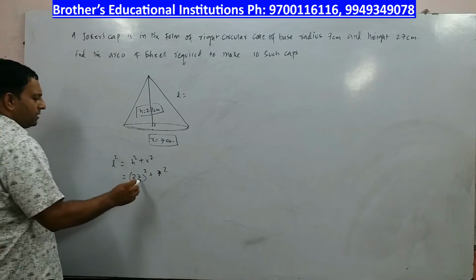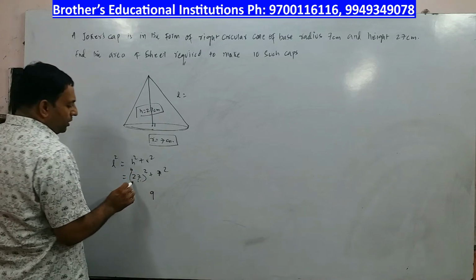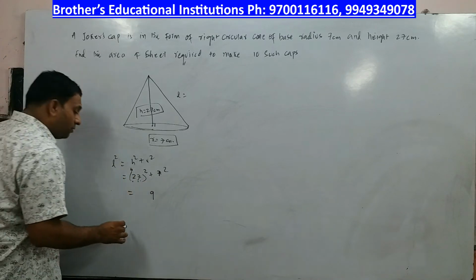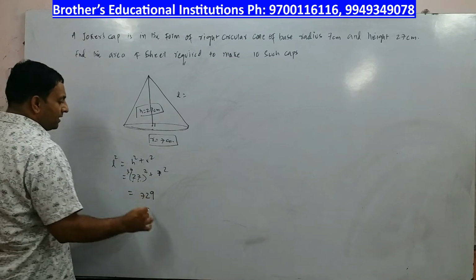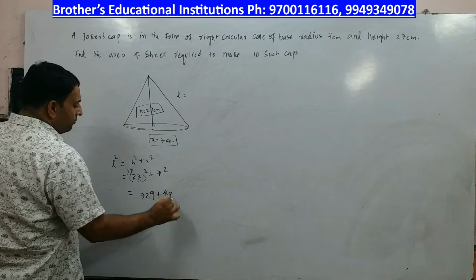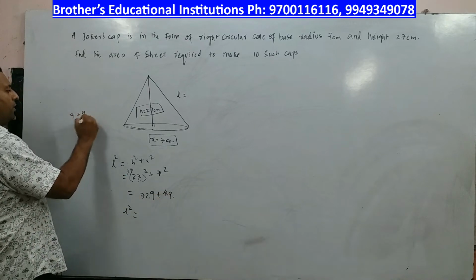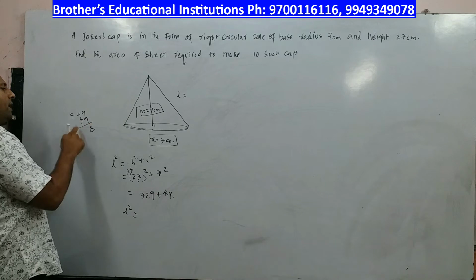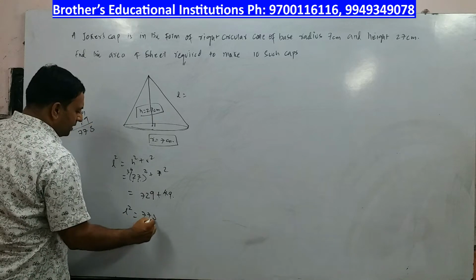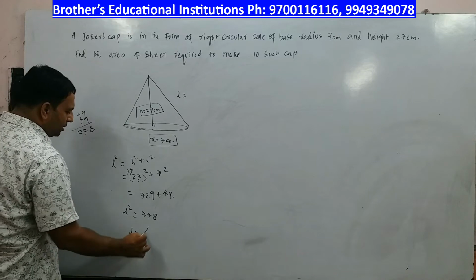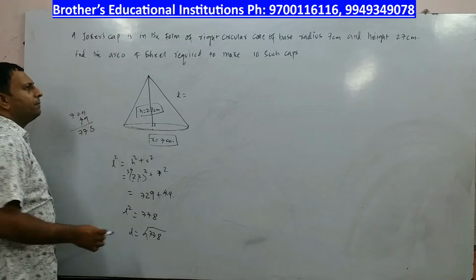27 square: 7 7s are 49, 9, 4 carry. 7 2s are 14, 14 2s are 28, 28 plus 4 is 32, 2, 3 carry. 2 square 4 plus 3 is 7. So 729. And 7 square is what? 49. So L square is equal to 729 plus 49, which is 778. L is equal to the square root of 778. I can leave it there.